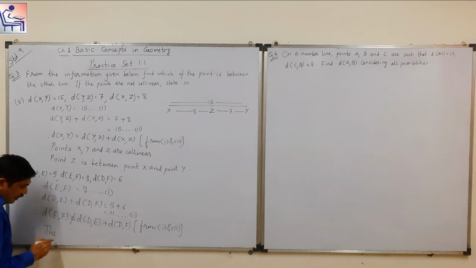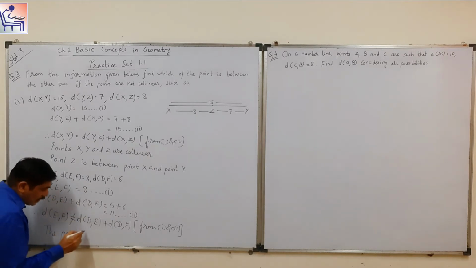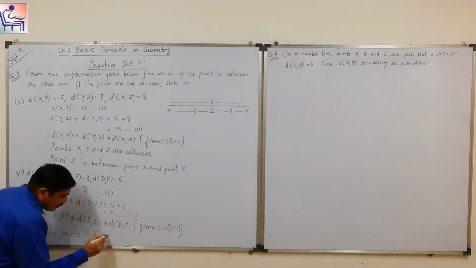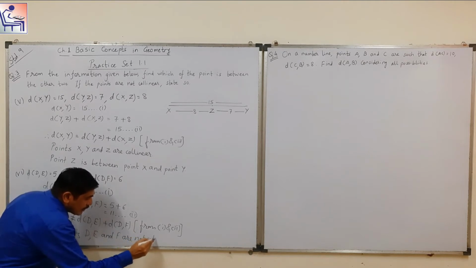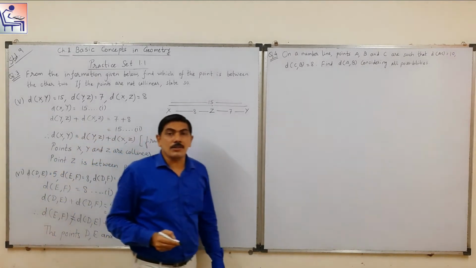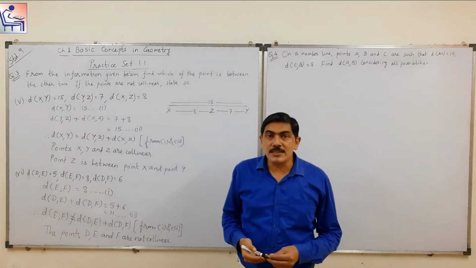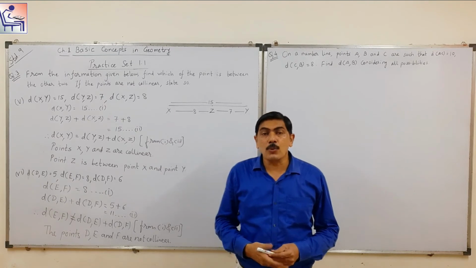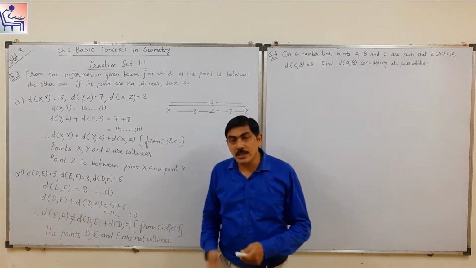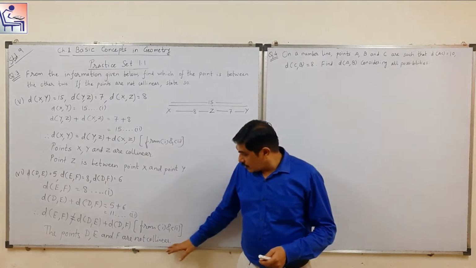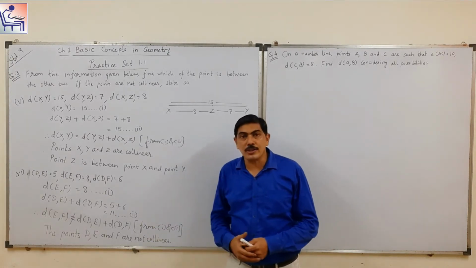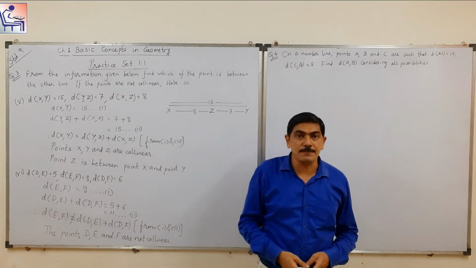The points, if they are not equal, so what I will say, the points D, E and F are not collinear. Now, as the points are non-collinear, it means they are not on a single line. The question of which point lies between the other two does not arise. So here your answer ends for this sub-question 6 of question number 3.